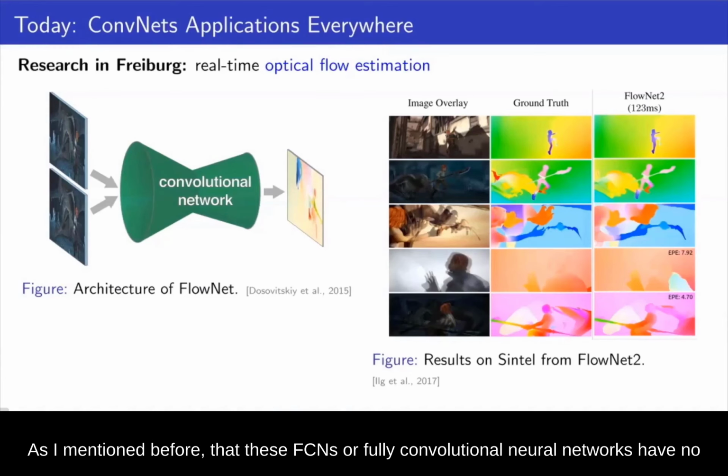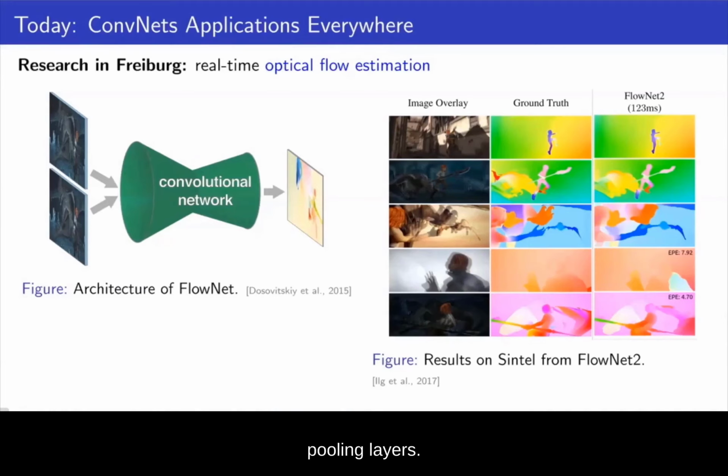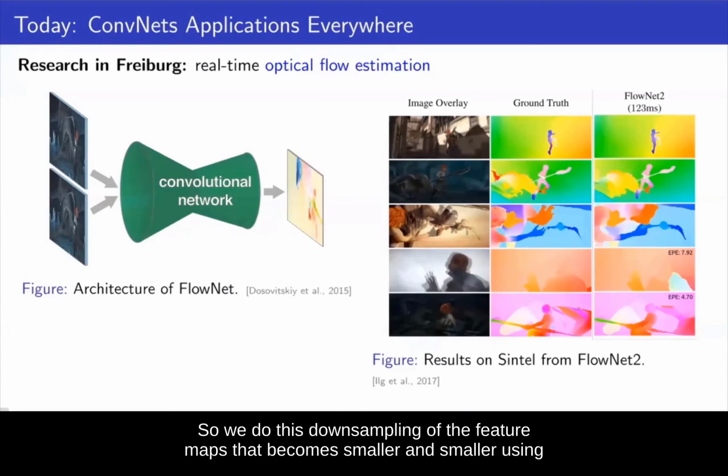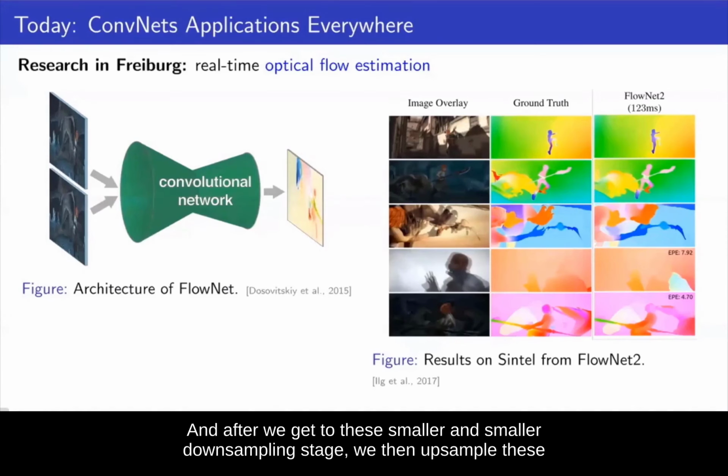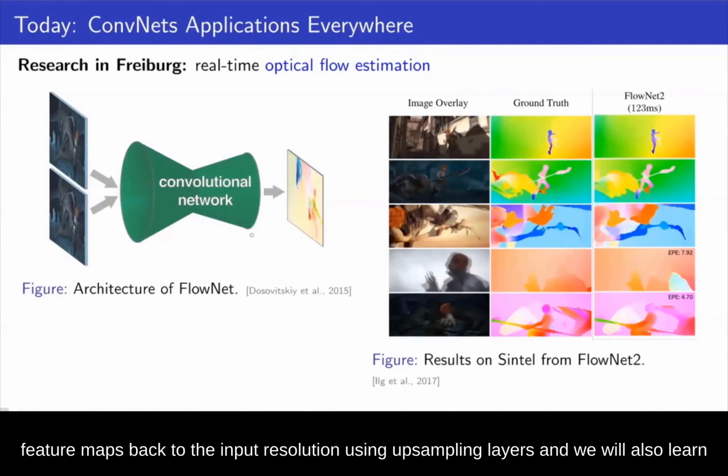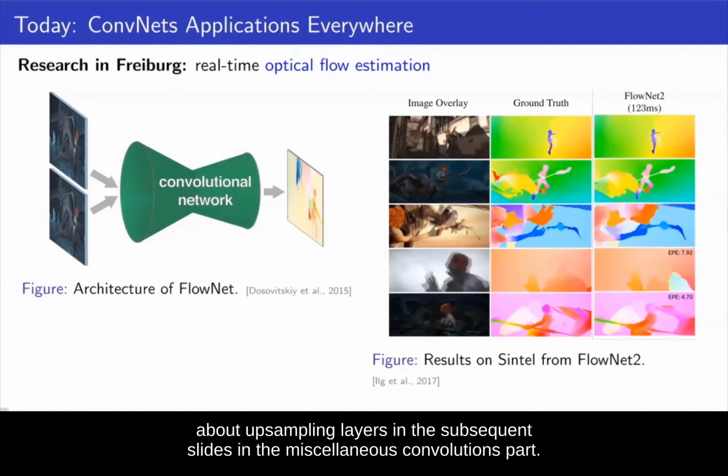And what you see here is also a fully convolutional neural network. As I mentioned before, these FCNs or fully convolutional neural networks have no pooling layers. So we do this downsampling of the feature maps that become smaller and smaller using strides. And we will learn about this in the upcoming slides. And after we get to these smaller and smaller downsampling stages, we then upsample these feature maps back to the input resolution using upsampling layers. And we will also learn about upsampling layers in the subsequent slides in the miscellaneous convolutions part.